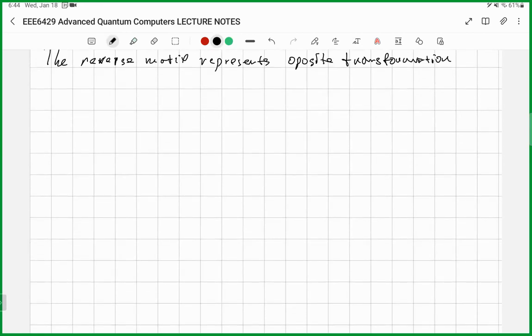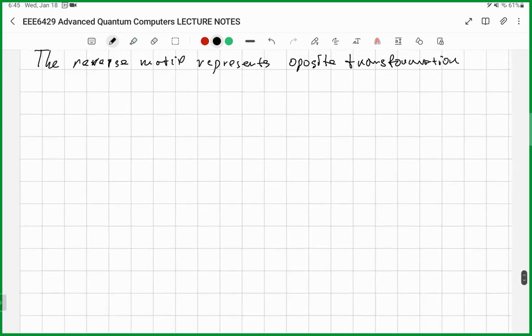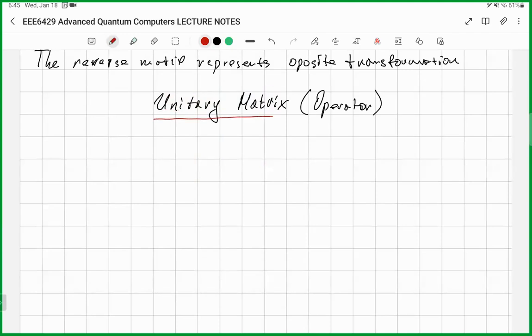And now let's introduce the concept of the unitary matrix. This is extremely important, and I guess one of the main points of the entire story of quantum computing, quantum mechanics. Unitary matrix. This is very important. I mean, matrix and also operator, right? So unitary matrix, unitary operator.